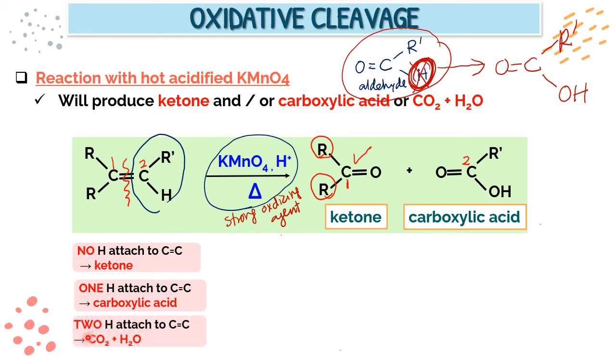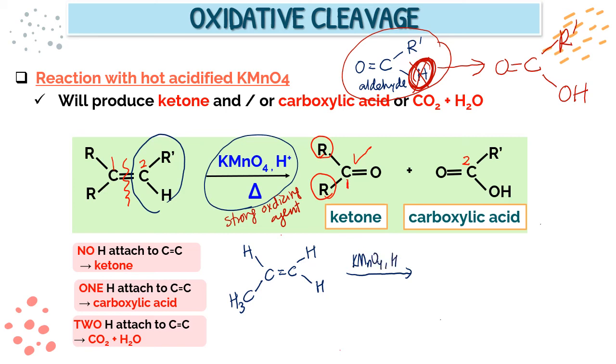Okay, for this one, if 2 hydrogen attach to carbon-carbon double bond, the product will be carbon dioxide and water. So what does this mean? For example, I have this carbon-carbon double bond, with hydrogen, hydrogen, and this is CH3. So I react this with KMnO4.